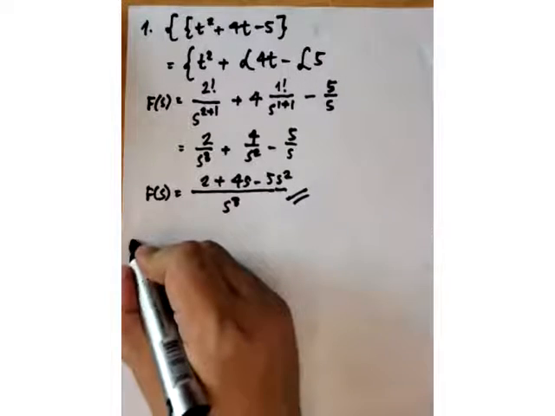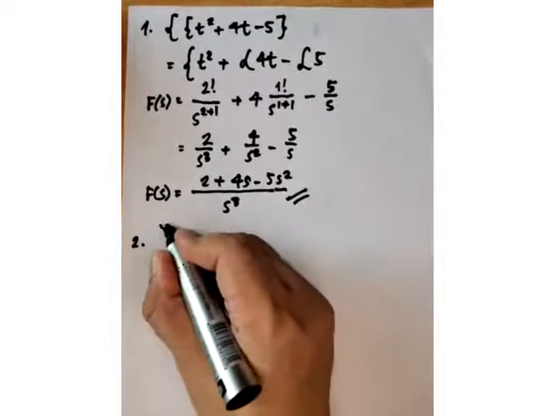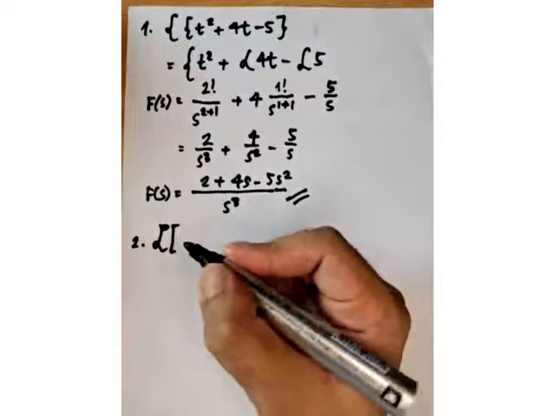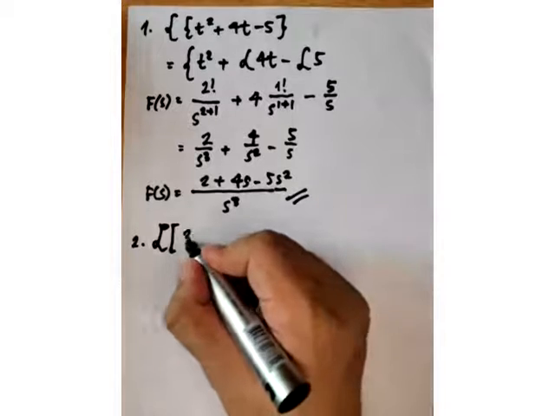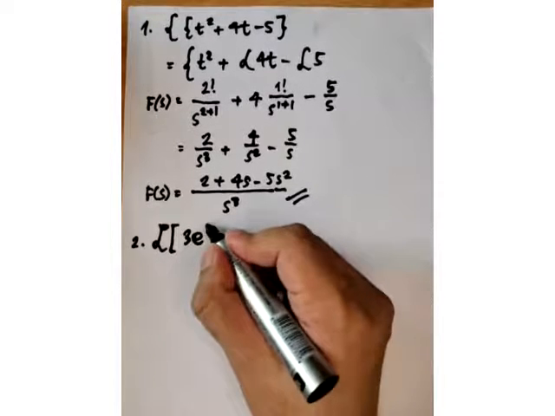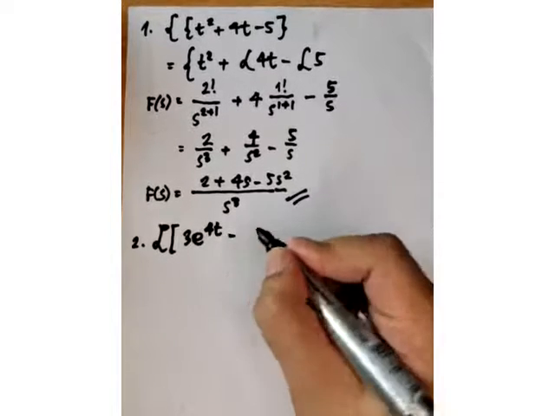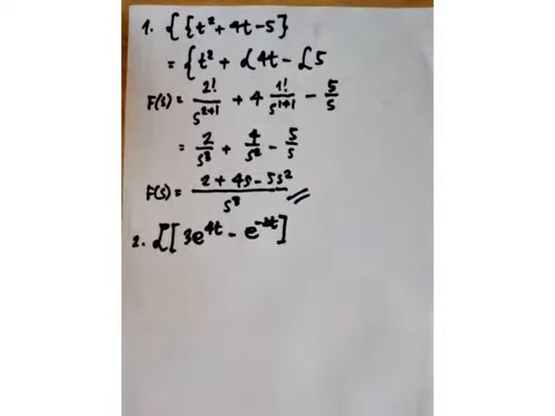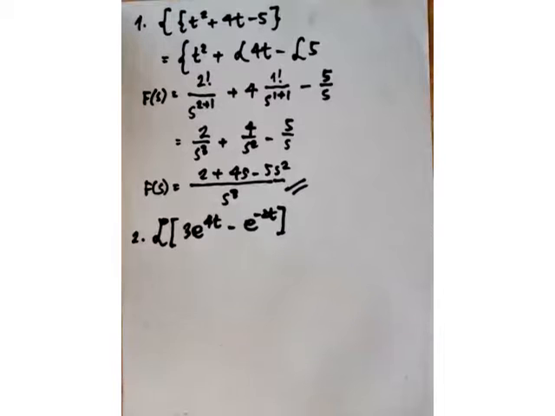Okay, so let's have the second one. So second one is find the Laplace transform of 3e raised to 4t minus e raised to negative 2t. So what is the Laplace transform of this function?